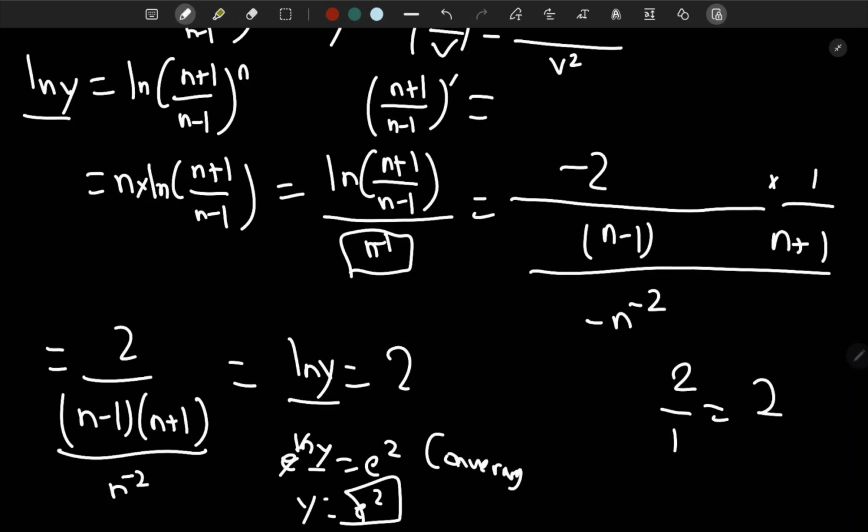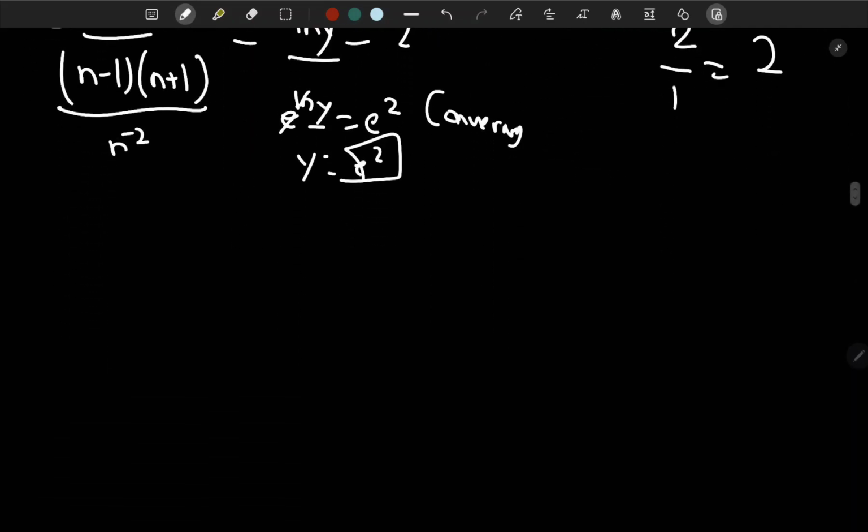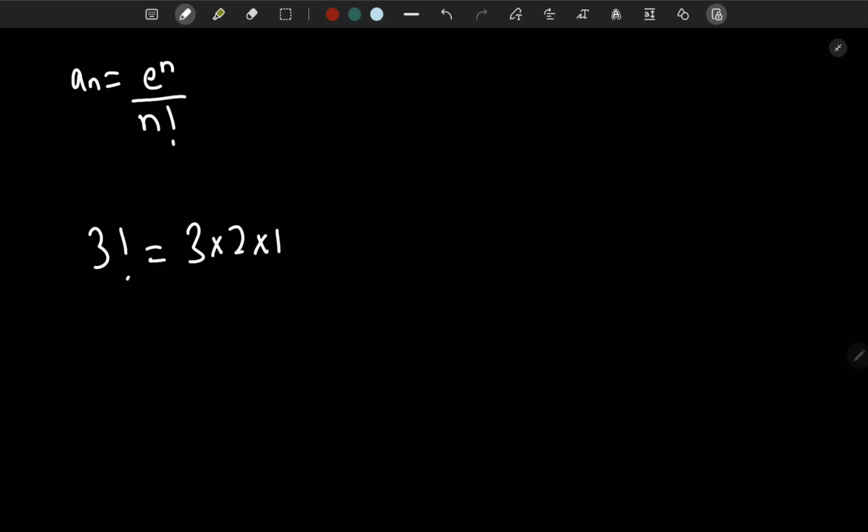Now let's do an example with factorial in our limit. So let's say we have the sequence a of n is equal to e to the power of n over n factorial. Now if you don't know what factorial is, let's say we have 3 factorial. This is equal to 3 multiplied by 2 multiplied by 1.